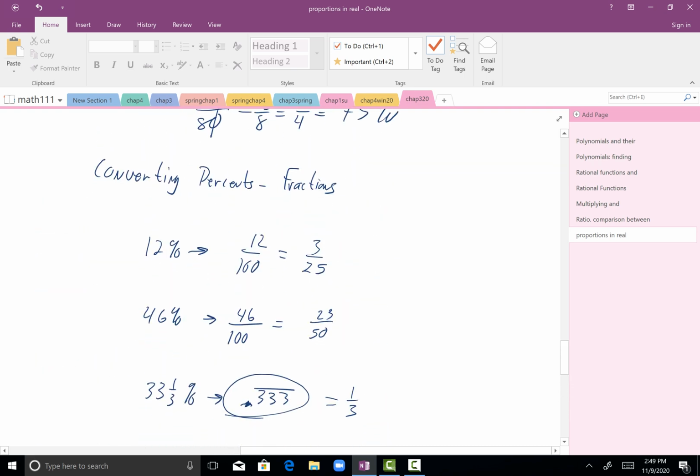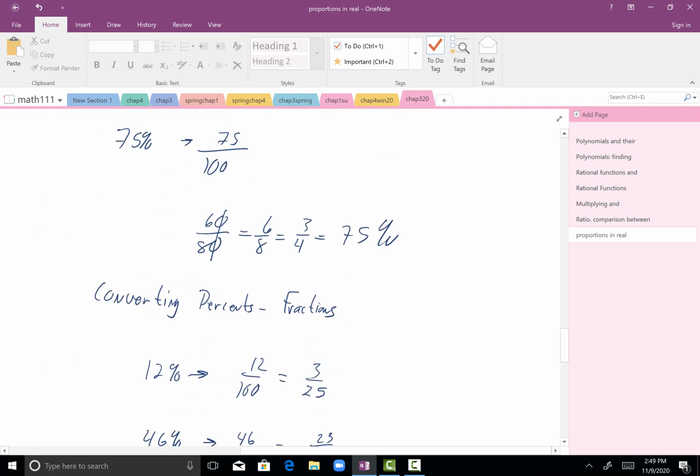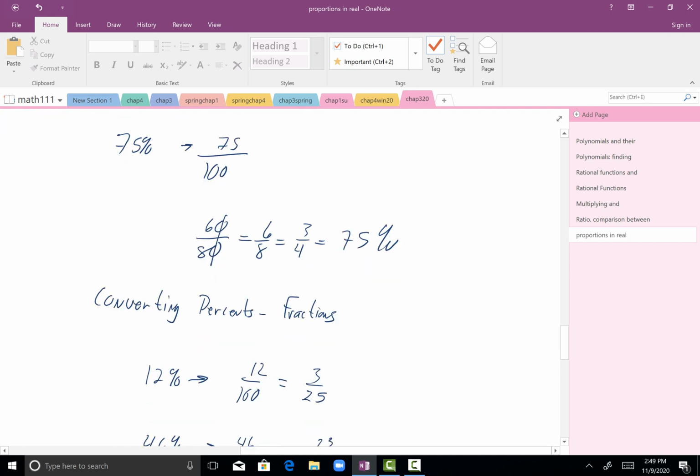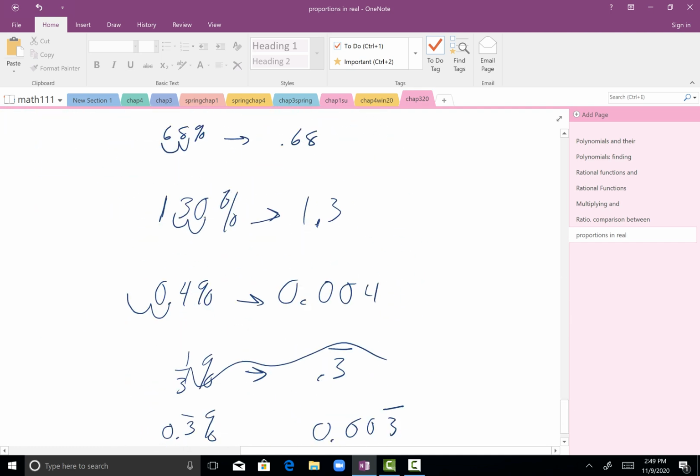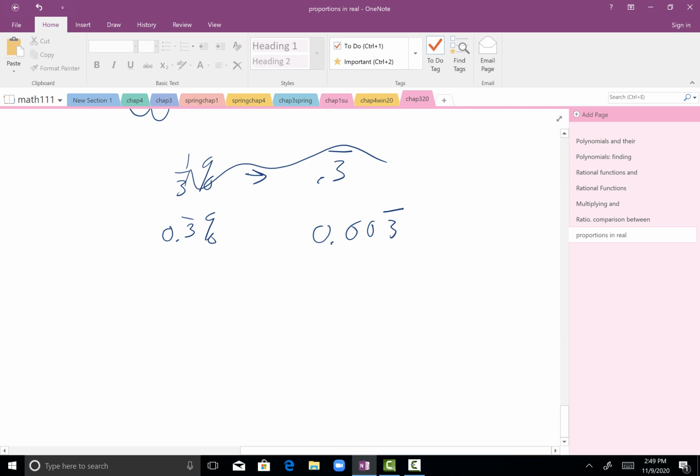then from a percent to a fraction, we're just writing it over the top. Hang on for just a second. I want to look at something here.